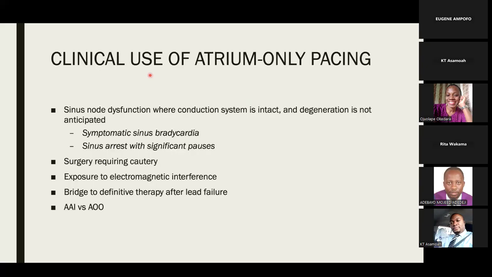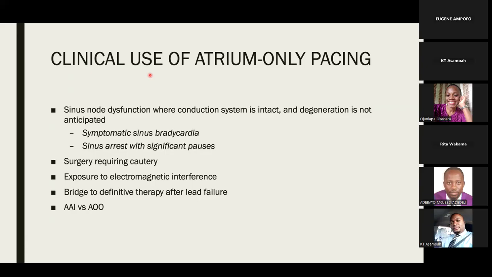The electromagnetic energy involved in MRIs and electrocautery can interfere with the pacemaker signaling system. If you have a patient who's going to go through these kinds of procedures, then you put them in atrial only pacing, but it will be asynchronous pacing. So it's not sensing anything, it's just firing the impulse at a set rate. And then it can also be used as a bridge to definitive therapy after lead failure. So you have a lead that has failed, you are planning to intervene, and while you are planning that intervention, you are setting it to just keep pacing.